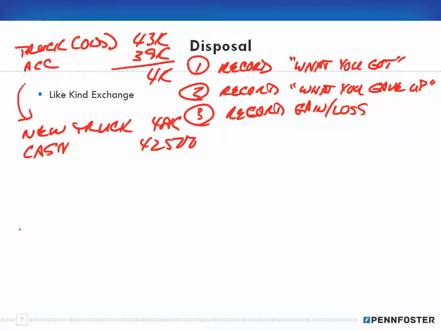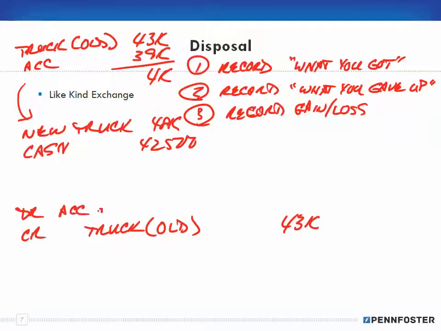So when we're recording this, and this is why I like to always start out with what you gave up first, okay? It just makes it easier in my mind. So I'm going to credit my truck, which is the old one, for 43,000. Okay, and I'm going to debit my accumulated depreciation for the 39,000. And so that's part of what I gave up.